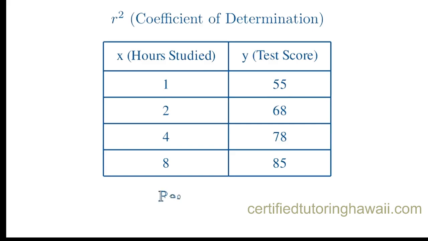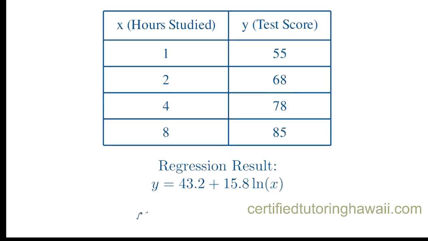If you plug this data into your calculator and run a logarithmic regression, you'll get the model y equals 43.2 plus 15.8 times ln of x. The r² value is 0.96, which is excellent. It means this model explains 96% of the variation in the test scores. This technology is incredibly powerful for analyzing real-world data and finding the best fit.